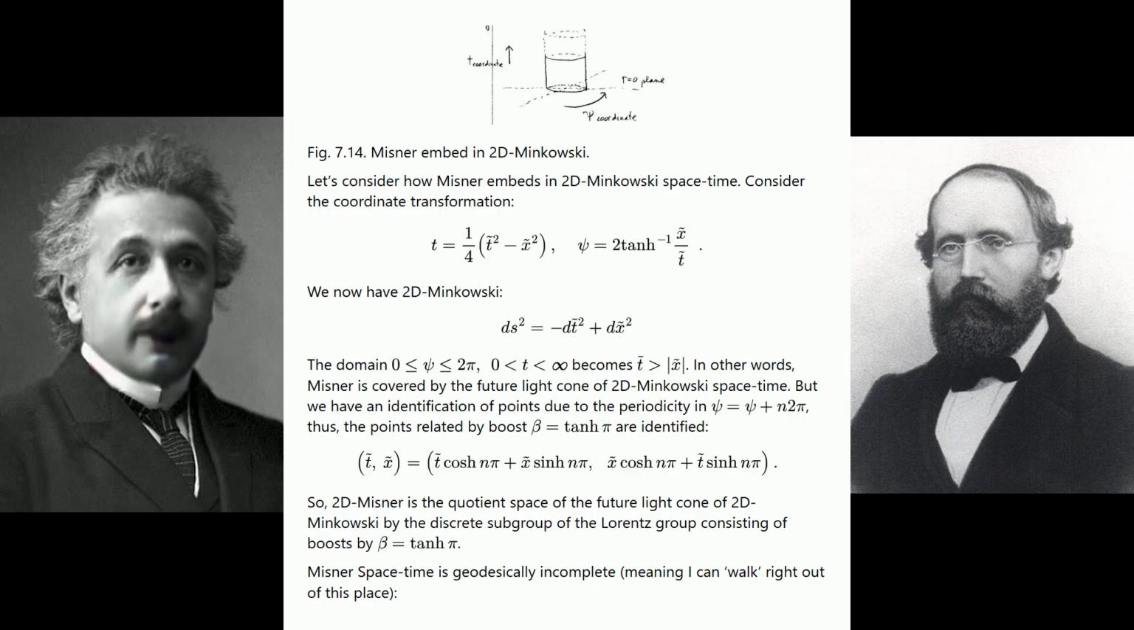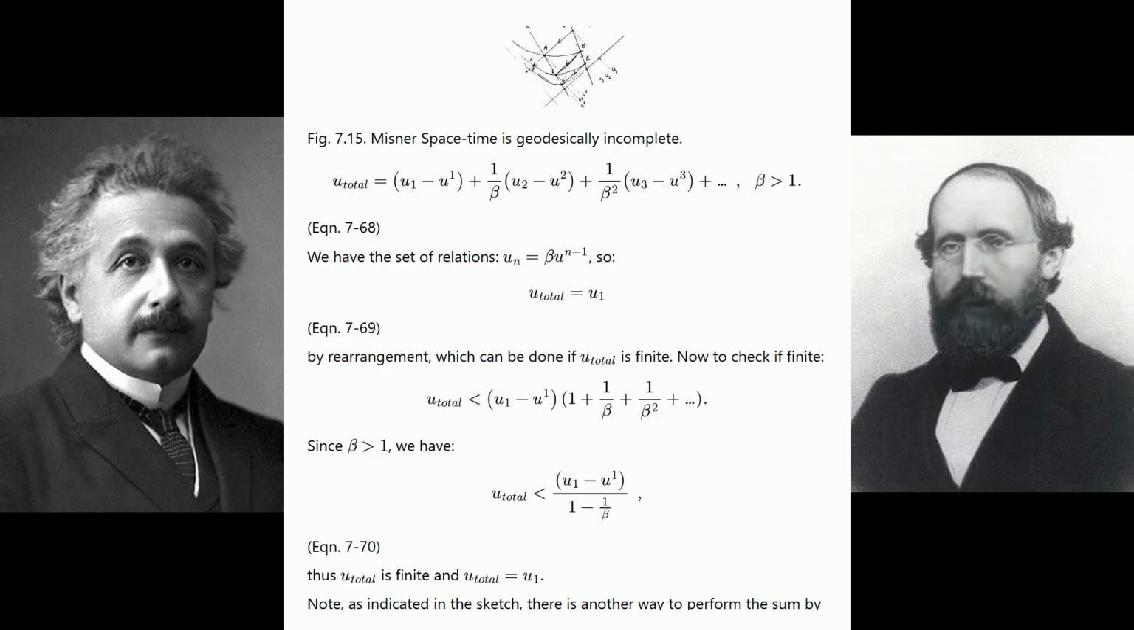See the equation shown. So, 2D Misner is the quotient space of the future light cone of 2D Minkowski by the discrete subgroup of the Lorentz group consisting of boosts by β = tanh(π). Misner spacetime is geodesically incomplete, meaning I can walk right out of this place. Figure 7.15. Misner spacetime is geodesically incomplete.